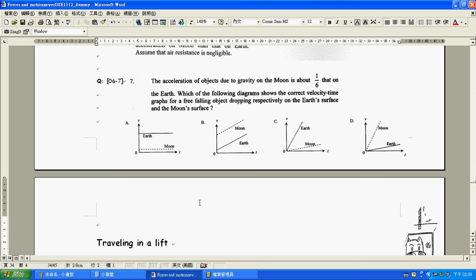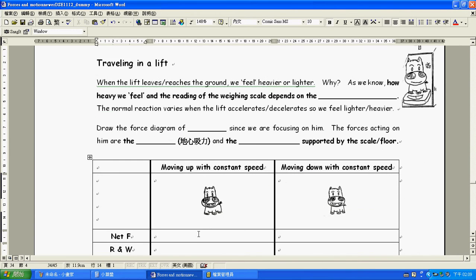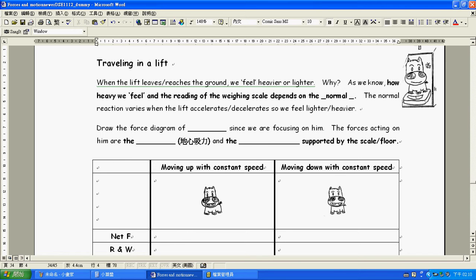Now we come to the page, starting with the title at the top, Traveling in a Lift. Now, when the lift leaves or reaches the ground, we feel heavier or lighter. Why? As we know, how heavy we feel and the reading of the weighing scale depends on the normal reaction.